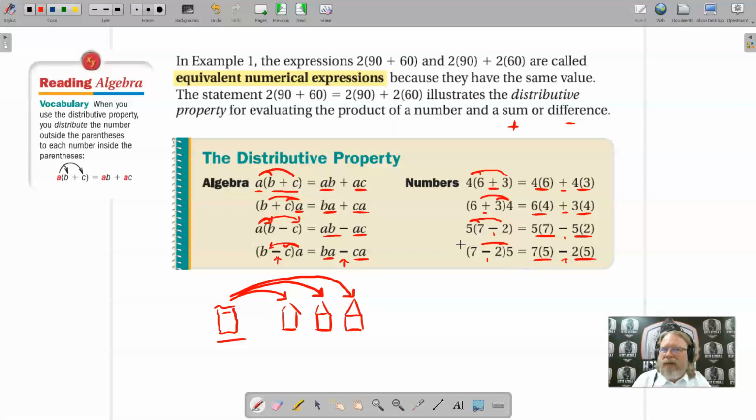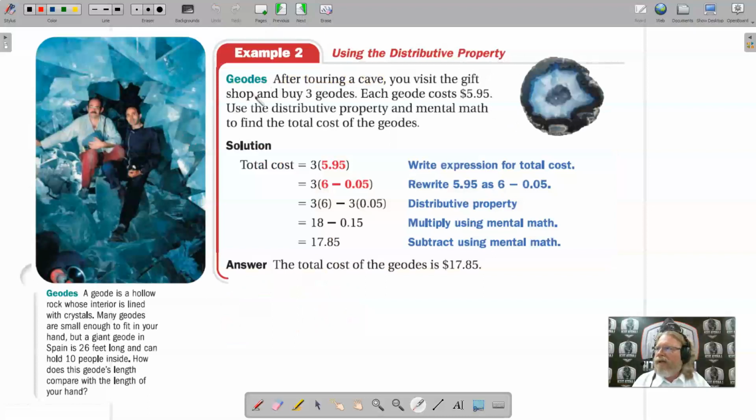So that's the concept of the distributive property, that the number that's being multiplied times whatever the plus or minus is going on inside of the parentheses, we're just distributing that value in. So up here in our reading algebra of our vocabulary, when you use the distributive property, you distribute the number outside the parentheses to each number inside the parentheses. So just like the newspaper going to the houses, A times the B and A times the C, and since this one's addition, we have addition between the two.